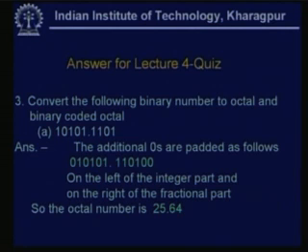Convert the following binary number to octal and binary coded octal. This is totally similar. We will not continue this thing, because in the hexadecimal just now we have done there, we have taken 4 bits together. See what we have done here: it is already a binary number given, 1 0 1 0 1, and this is 1 1 0 1.